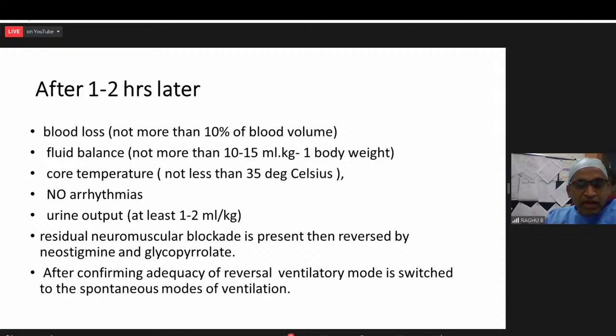After confirming the adequacy of the reversal, the ventilator mode has to be changed to the spontaneous mode. And after the patient is awake and breathing spontaneously, look for the ABG. And if the peripheries are warm and ABG shows no acidosis, with good urine output and maintaining the mean pressure above 80, all these patients can be extubated as early as possible.